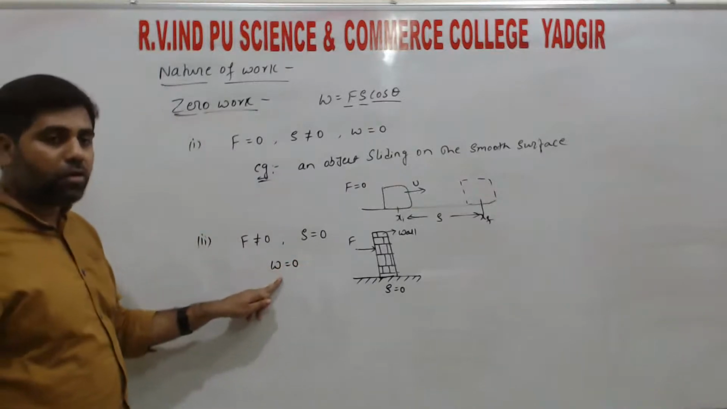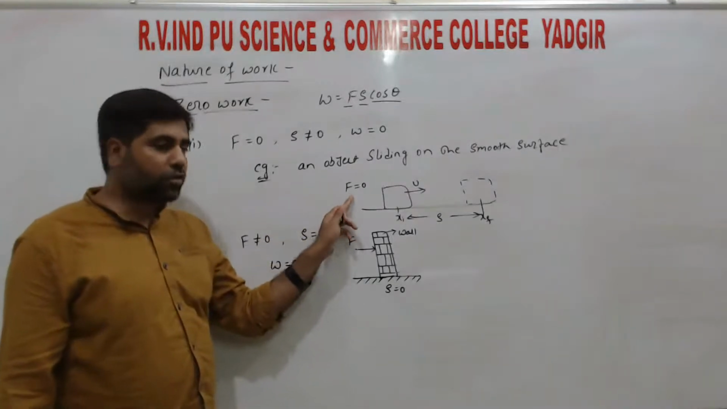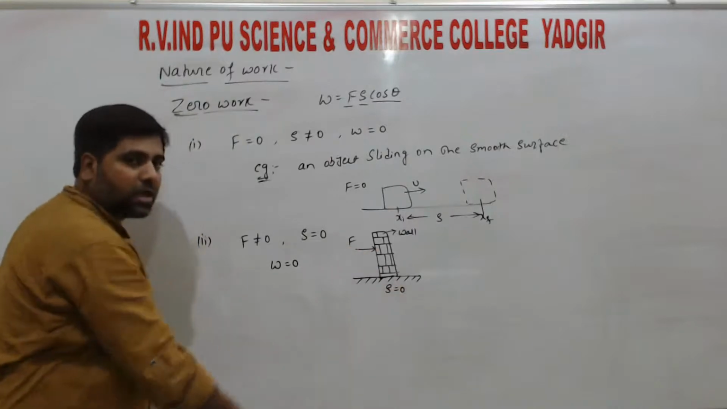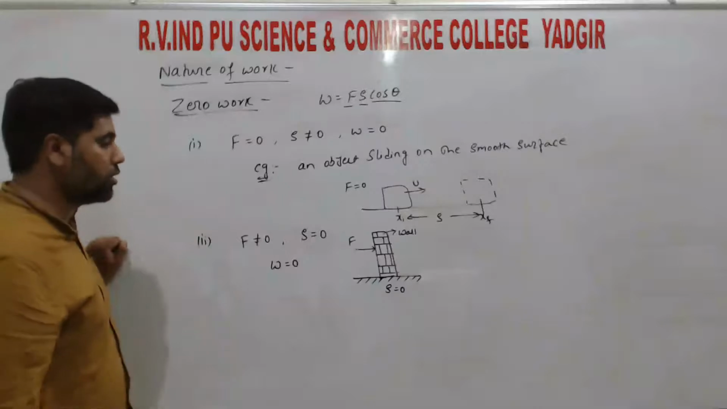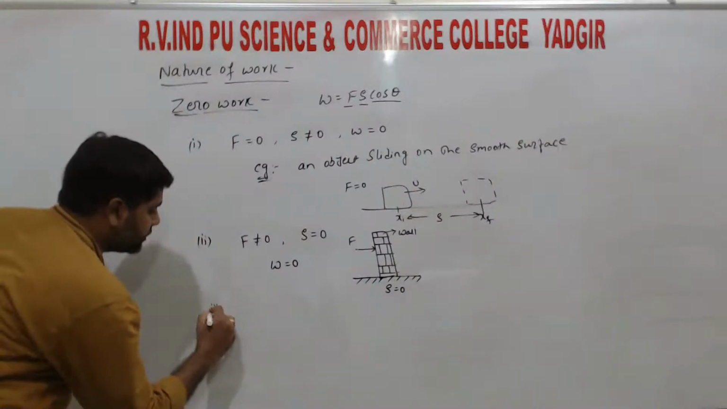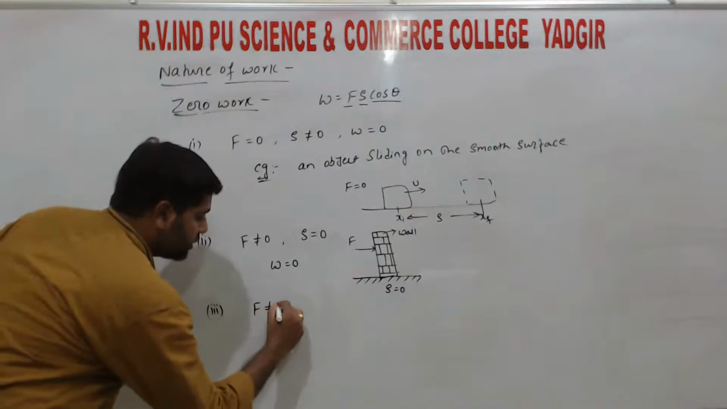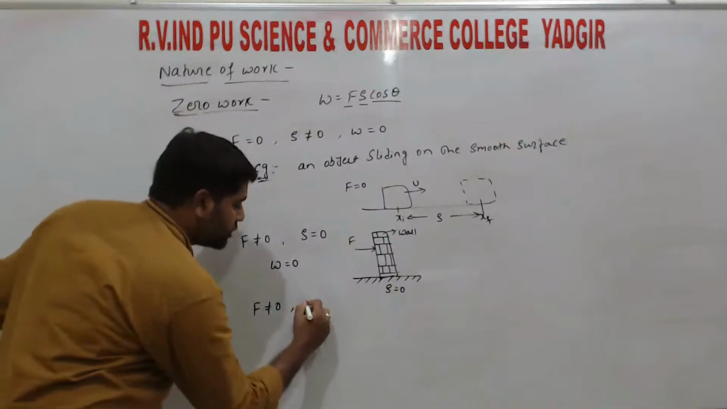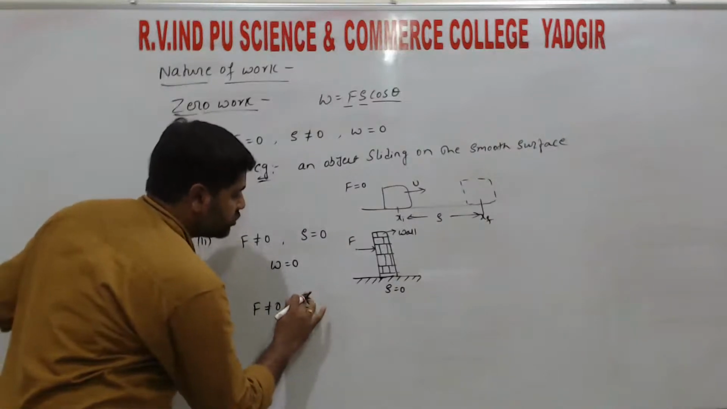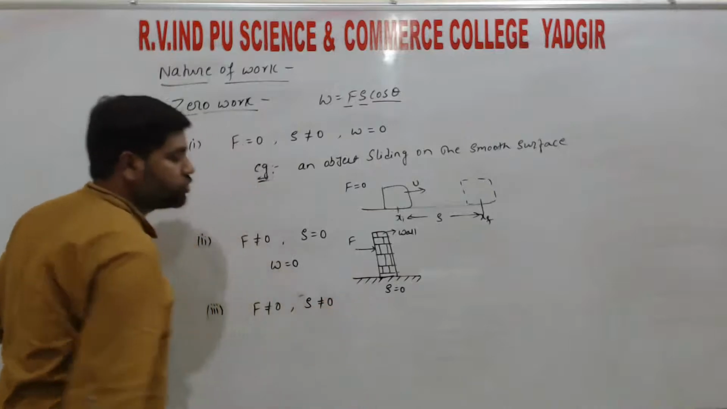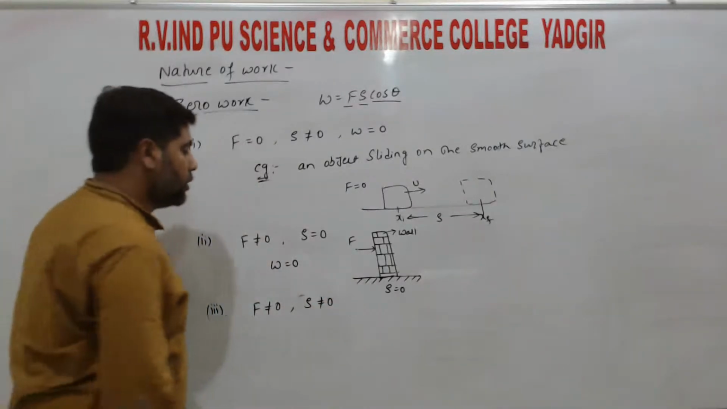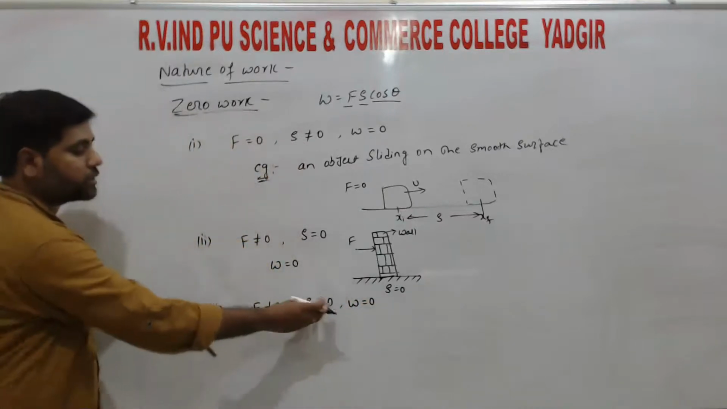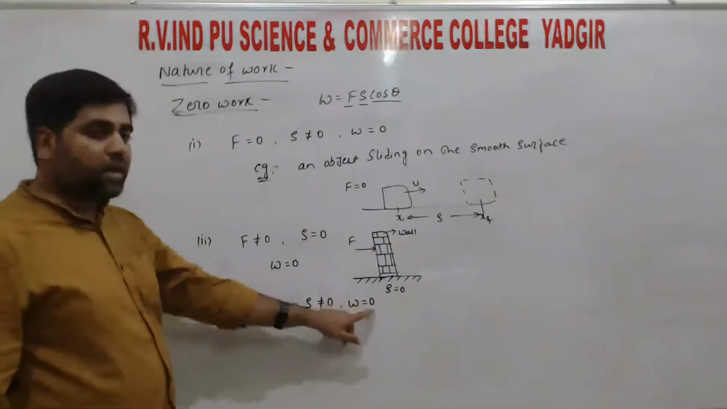So when force is applied on the object but displacement does not happen, work is 0. Now the third case: force is acting, that means force is not equal to 0, and there is also displacement, s is not equal to 0, but still the work done is 0.